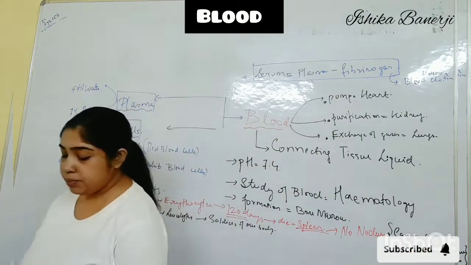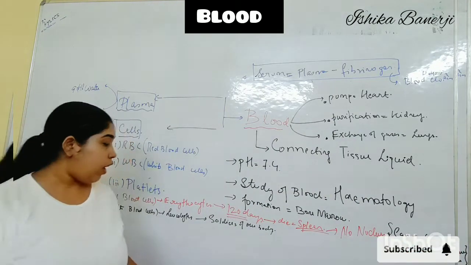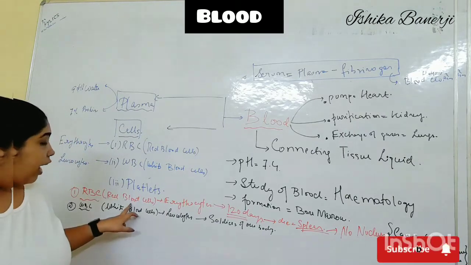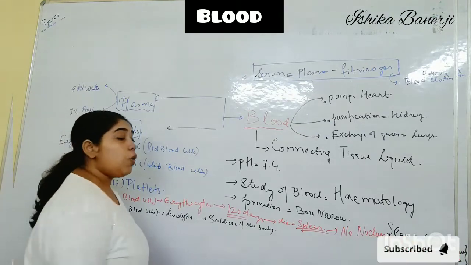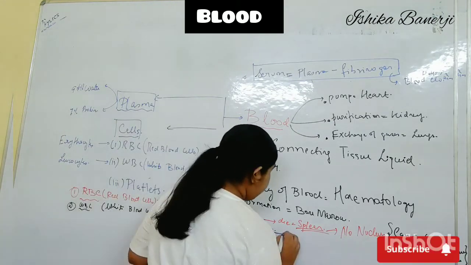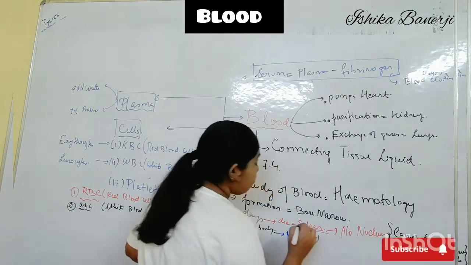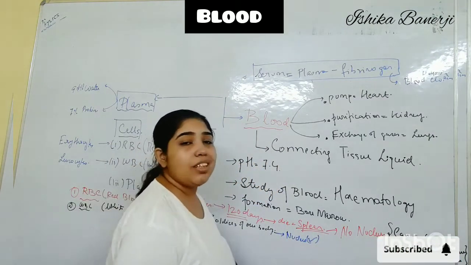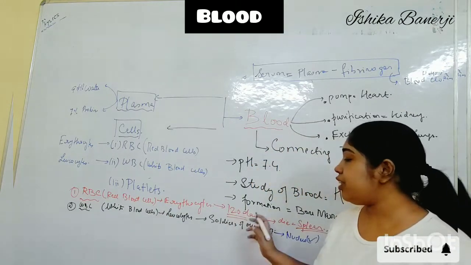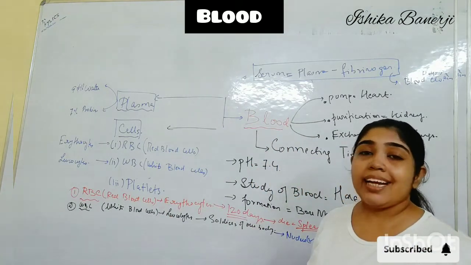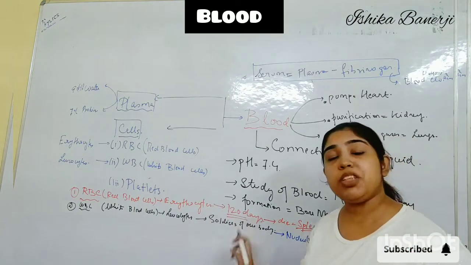Please ask me. Okay. More you have to remember, as I said, that in RBC no nucleus is present, but in WBC nucleus is present. That is a major difference between RBC and WBC. These are the points where an MCQ can come. So I am mentioning this point in the form of an arrow so that it becomes easier for you.